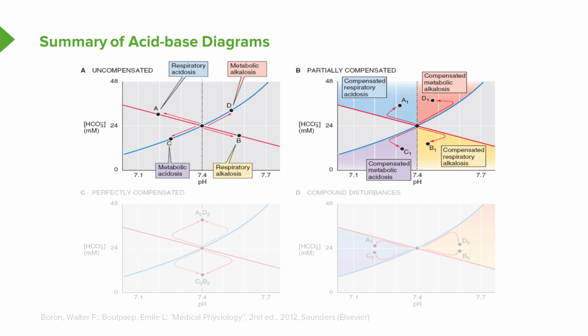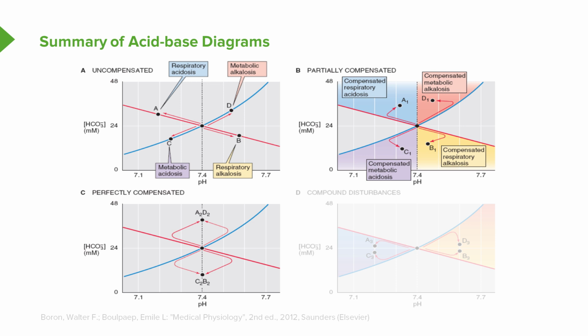Partial compensation means you are moving your pH back towards normal, but you may not have reached normal yet. Once you reach normal, it's called perfectly compensated. I would like to say that we usually become perfectly compensated, but life is not perfect. Usually you partially compensate and eventually are trying to move back to normal ranges, and oftentimes you never get there. But you're trying to do that process.